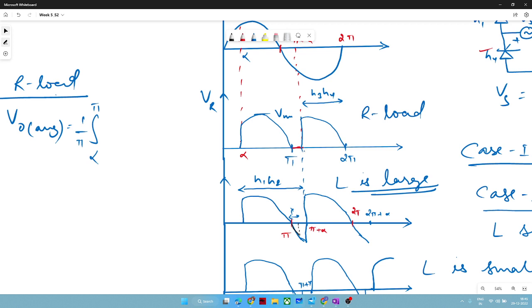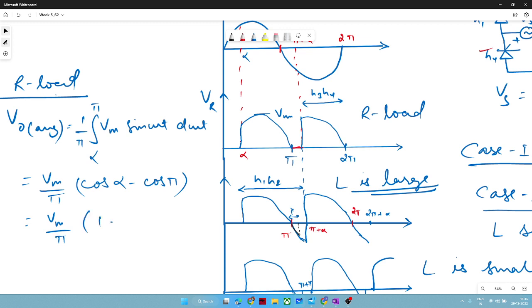You know why? Because it is getting repeated after a pi period. So you do not need to integrate for the entire 2 pi. You can do that, but it will be just a waste of time. So from alpha to pi, it is following the supply, right? So Vm sine omega t d omega t. Now we can write it as Vm by pi, sine omega t d omega t is minus cos omega t integration. So cos alpha minus cos pi, right? It will be Vm by pi times 1 plus cos alpha.